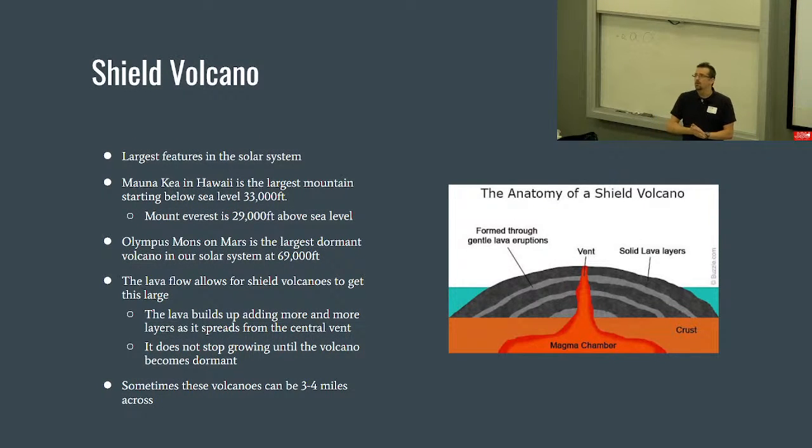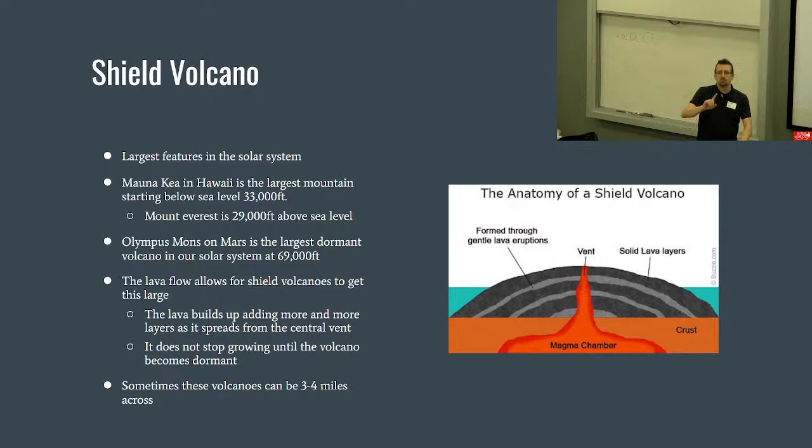If you have seen pictures of a massive volcano on Mars, you have seen the largest volcano in our solar system. Shield volcanoes are volcanoes where the magma is extruded, and as it hits the surface, it slowly spreads out. Over time, it builds, and it builds, until you have a very tall and wide volcano. I think it says these things can sometimes be 3 to 4 miles across. So they can be absolutely enormous.